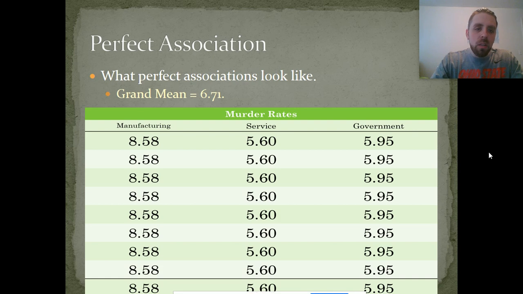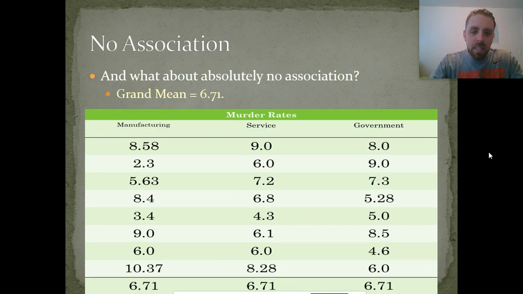Now, as for what absolutely no association would look like, consider this. So here, what has changed? Now I have a lot of variation within the group. 8.58 is different from 2.3, is different from 5.63, is different from 8.4, pardon me, is different from 3.4, and so on and so forth. But those 8 observations in the manufacturing category all sum and are divided by 8 to get to 6.71. So put another way, the group mean for manufacturing is 6.71.